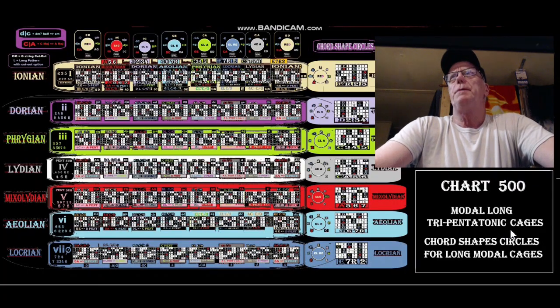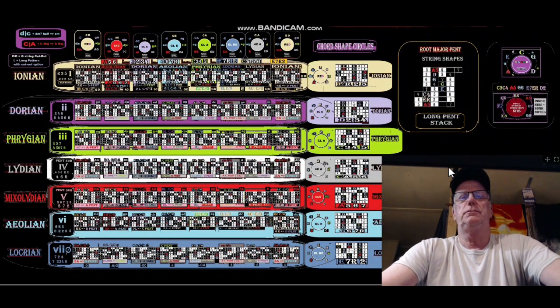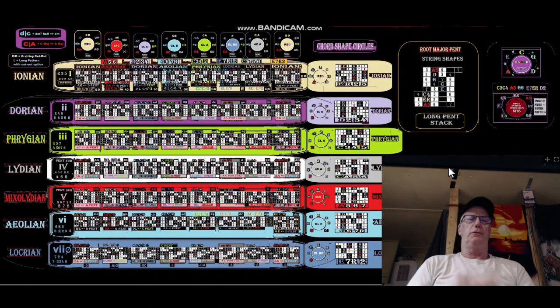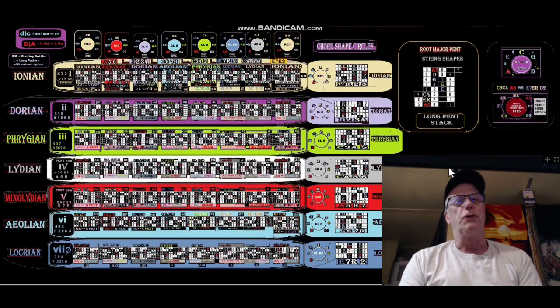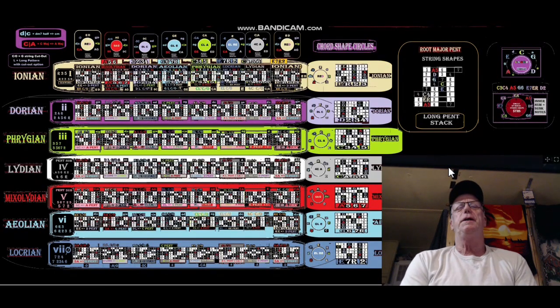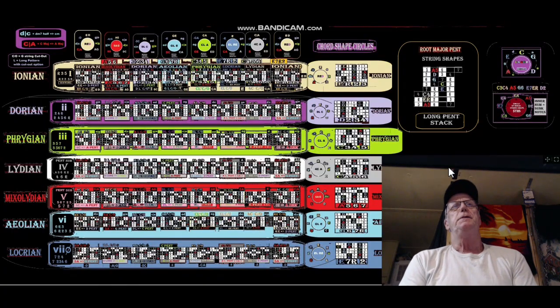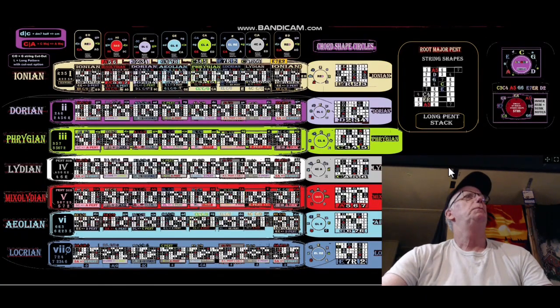Modal long tri-pentatonic cages, chord-shaped circles for long modal cages. So what's this lesson really about? It's about getting a look further into this chart, because there's no way to give you all this detail on Facebook. The amount of detail we can get on Facebook, I'll show you.